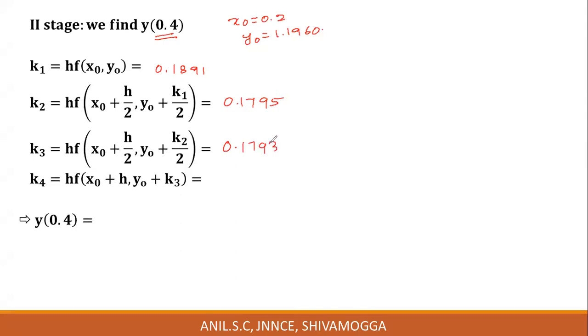K2 is 0.1793. K3 and K4 will be 0.1688, and y of 0.4 will be 1.3752. You compare these values with what you obtained. If they are correct, let me know. Thank you.